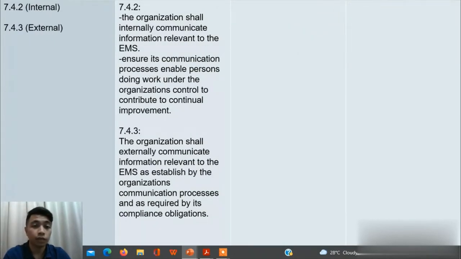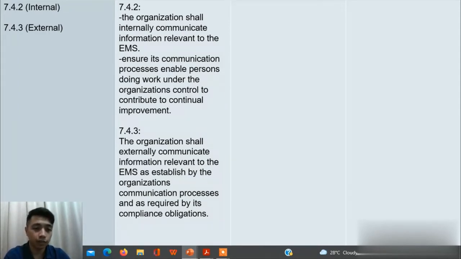And then for the internal communication, it says that the organization shall internally communicate information relevant to their management system, which they need to communicate among the various levels of the organization. It includes the changes of the management system. And then ensure its communication processes enable persons doing work under the organization's control to contribute to continual improvement, not just to maintain their performance, but to improve.